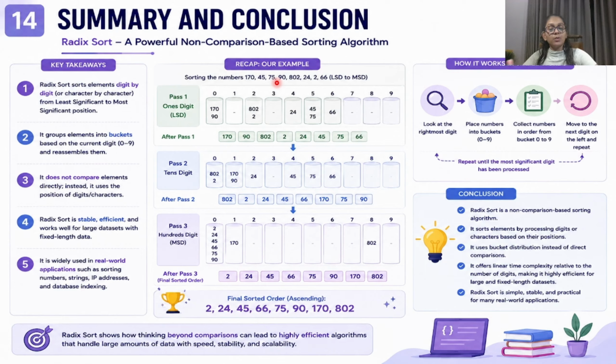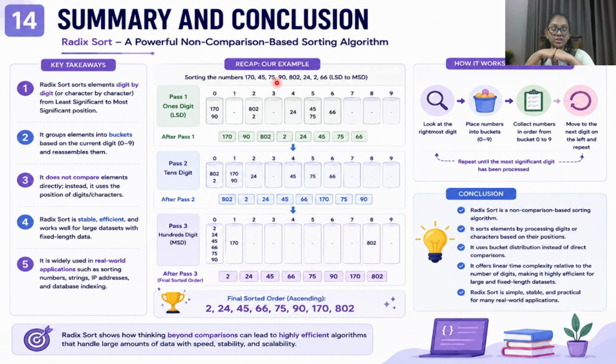We started with 170, 45, 75, 90, 802, 24, 2, and 66. After pass 1, we sorted according to the ones digit. After pass 2, we processed the tens digit. And after pass 3, we processed the hundreds digit. Our final result was 2, 25, 45, 66, 75, 90, 170, and 802.